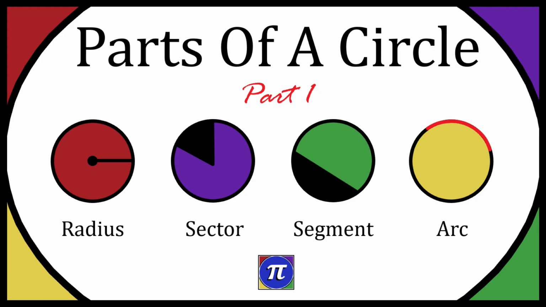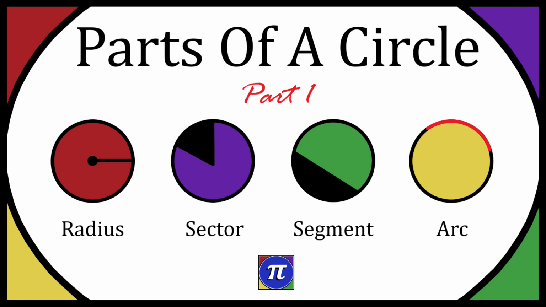Next is a segment. Imagine you draw a straight line from one edge of the circle to another edge, it doesn't matter where it is, and then you cut off the rest of that circle or color it in black or whatever you want to do with it. If you draw off that segment, that is now a segment. So that is what a segment is.